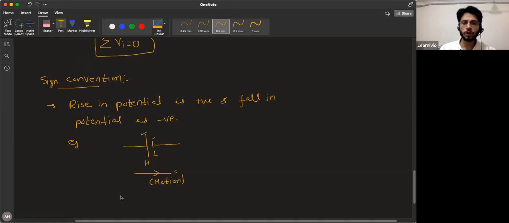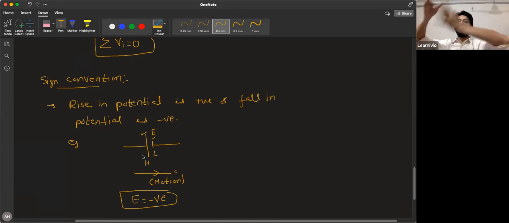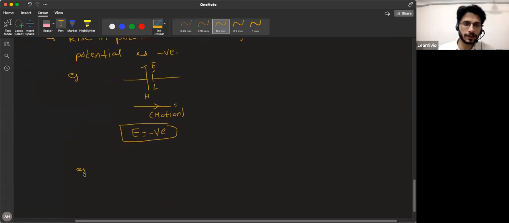So Minashi, your potential is rising or it's falling? First higher, then lower. Sorry, it's falling, right? So your EMF will be negative. If potential falls, that means your EMF is negative. This says rise in potential is positive and fall is negative. So if you move from the high terminal to the lower terminal, this is fall in potential, we'll take fall as negative.